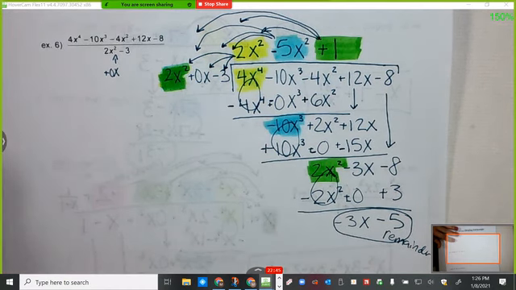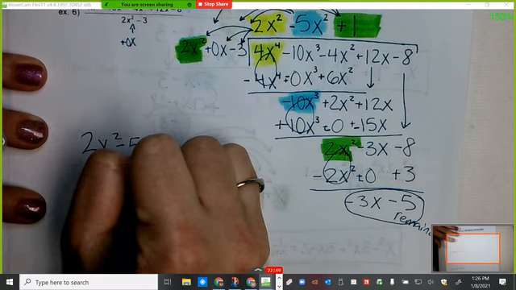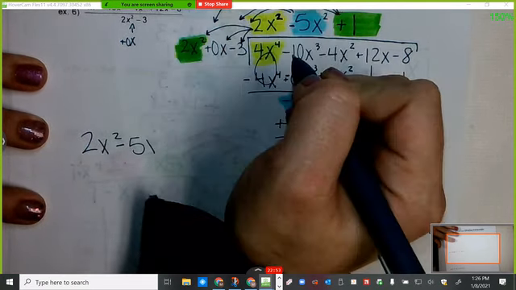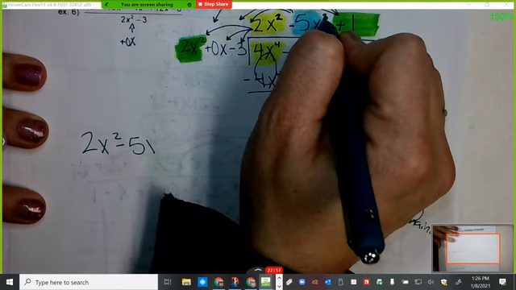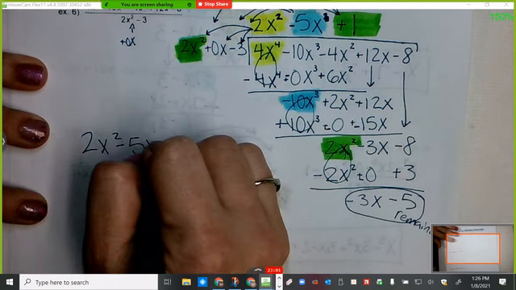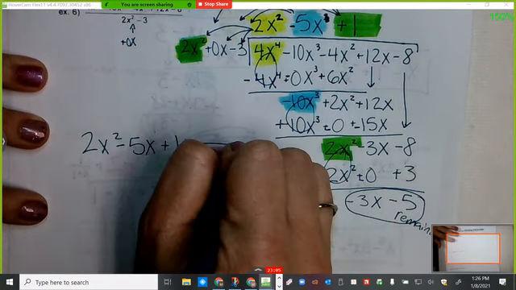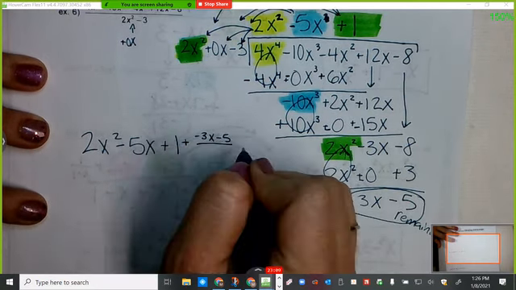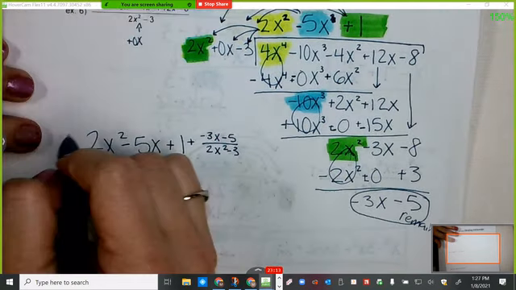So when I write my answer, 2x squared minus 5, oh sorry, cubed, that should be a cubed. No, it should be squared. This should, what did I do? That should just be 5x. Sorry, y'all. Minus 5x plus 1 plus a fraction bar with my remainder over my divisor. And you don't have to put that 0 there because it's just 0.